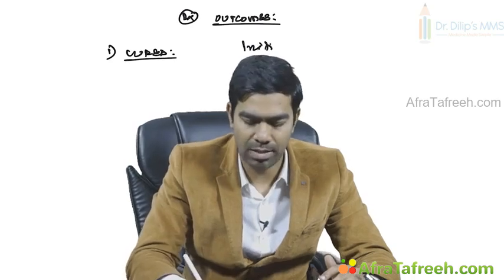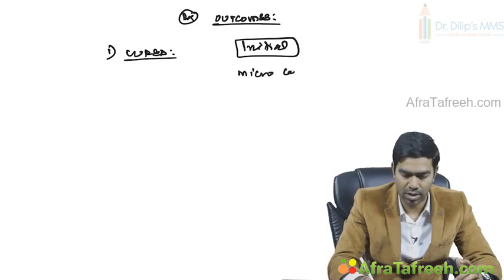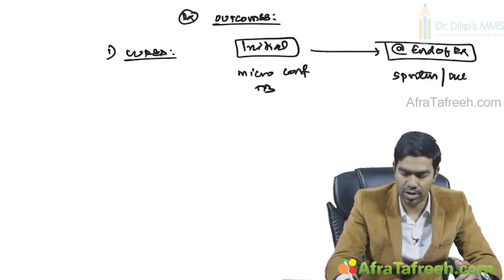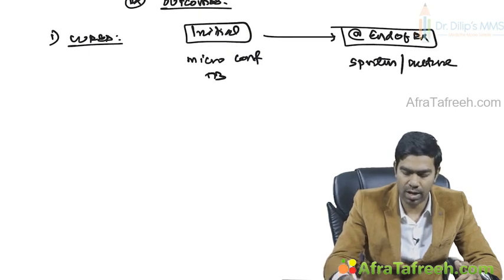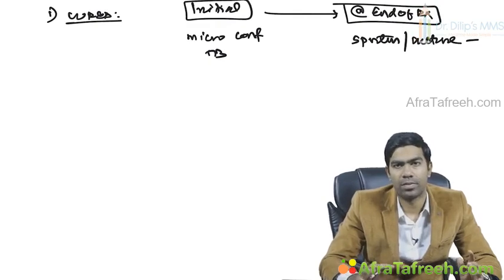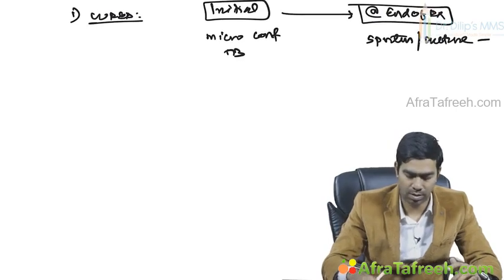The patient, at the beginning of the treatment, had microbiologically confirmed tuberculosis, but at the end of treatment, after completion of treatment, the patient is sputum or culture negative. Clear? Sputum and or culture negative. So this is what we define as cure, like the patient is completely cured of the disease.